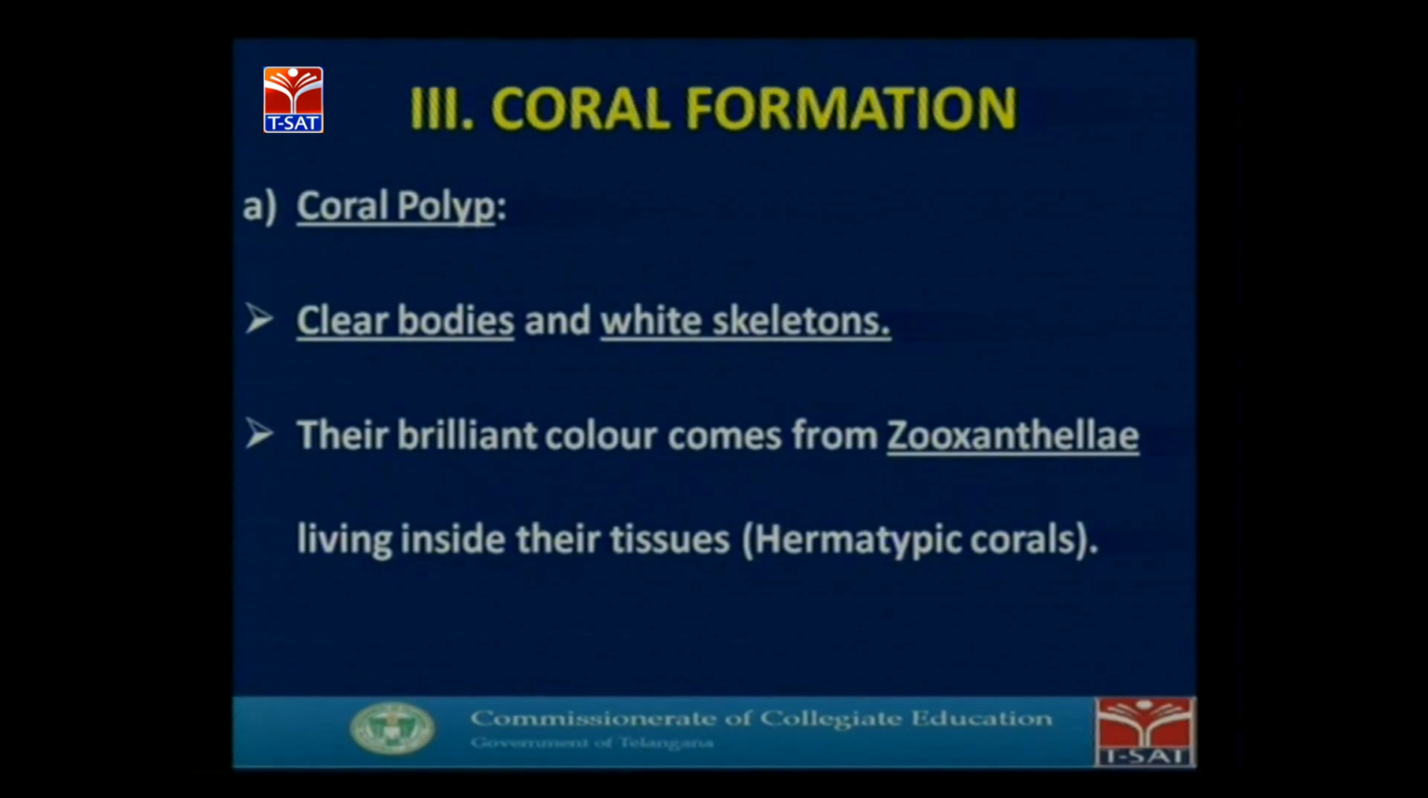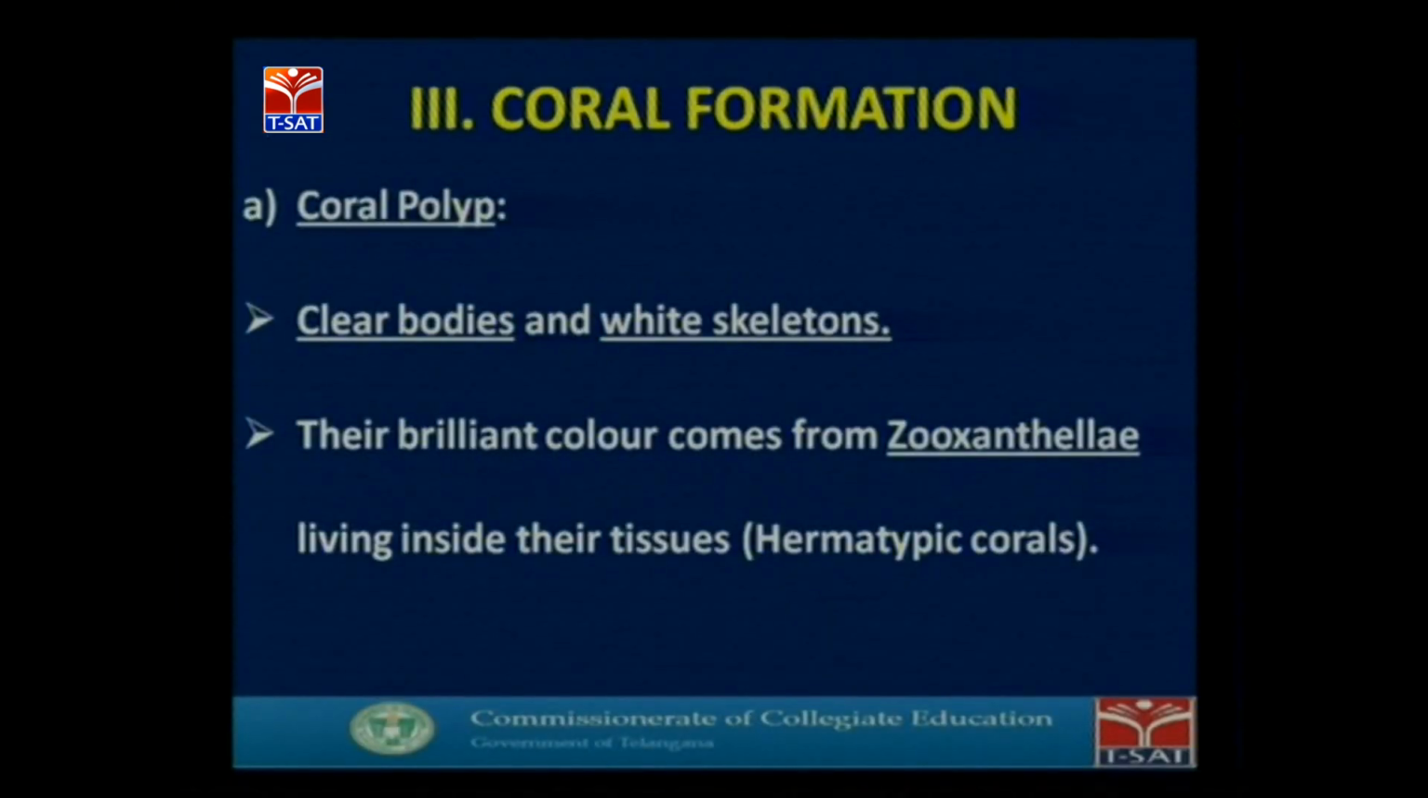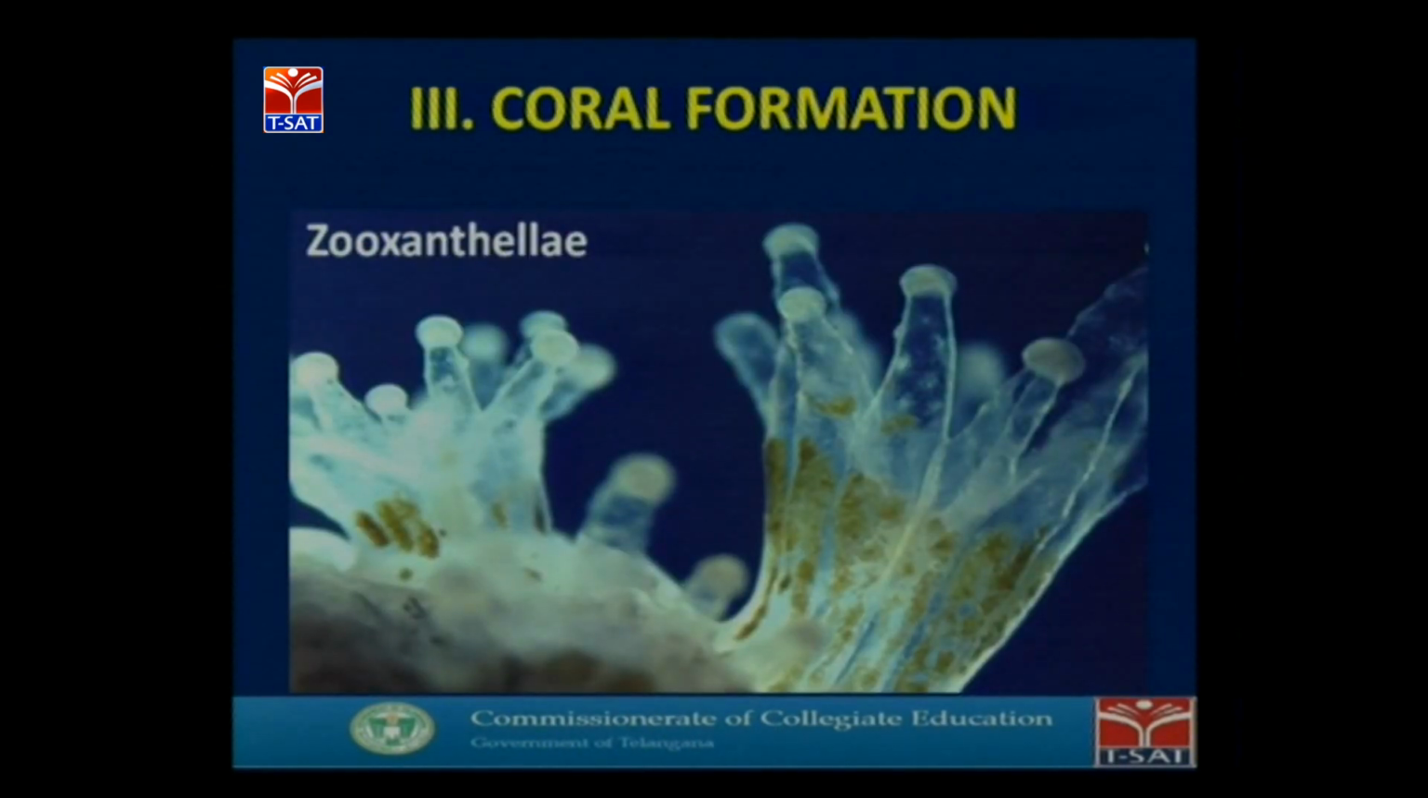And the coral polyp exhibits clear bodies and white skeletons. The brilliant colors that we observe are due to the presence of a tiny unicellular algae known as zooxanthellae, which lives inside the gastrodermal cells. Such corals which are in association with zooxanthellae are known as hermatypic corals. So in this slide we can see a yellow to green color, due to the presence of the tiny algae, that is zooxanthellae.